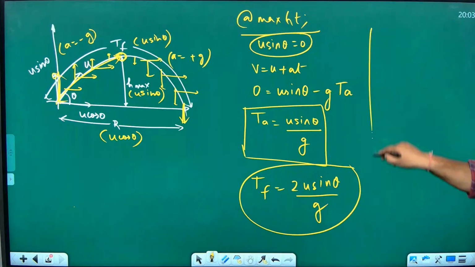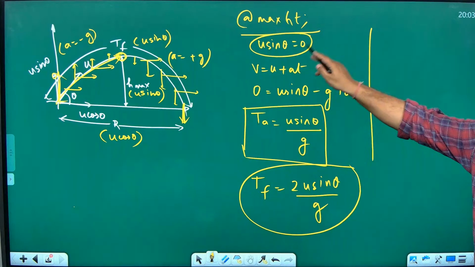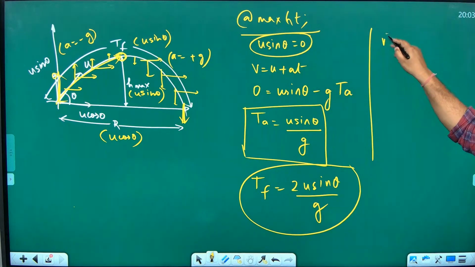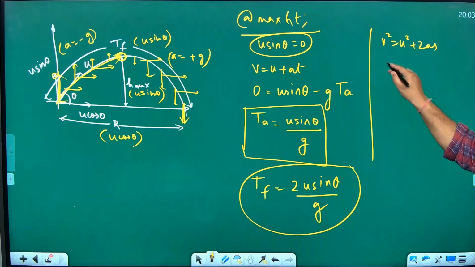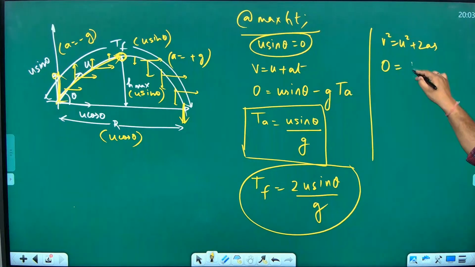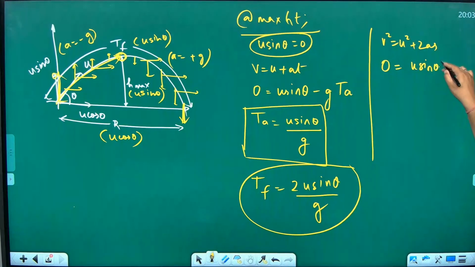Okay, what about the h max? We can find. u sin theta is the initial vertical velocity. The formula is v square is equal to u square plus 2as, the equation of motion. What is v at topmost height? 0. What is the vertical component? 0 equals (u sin theta) square minus 2g h max. Do you agree with me?